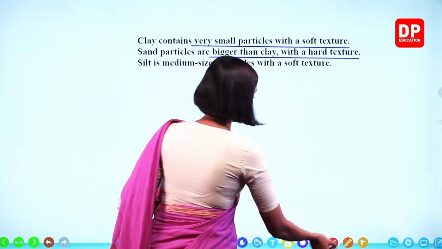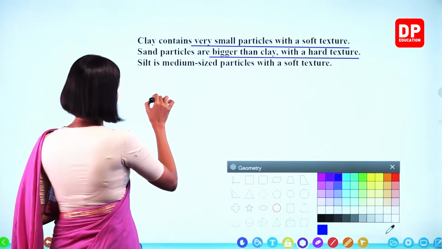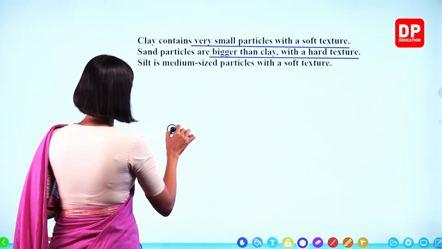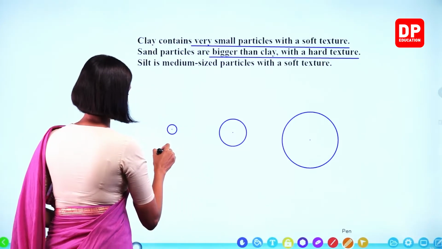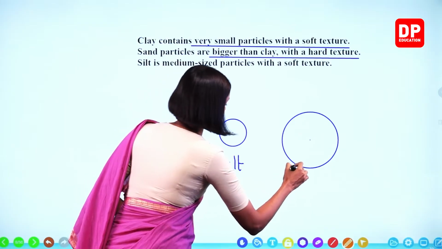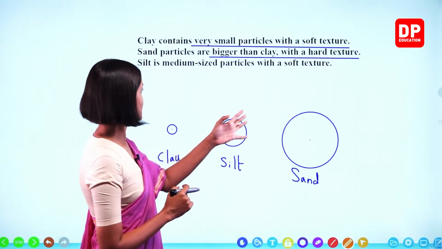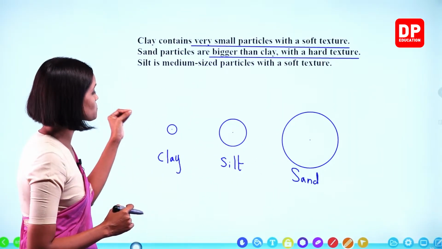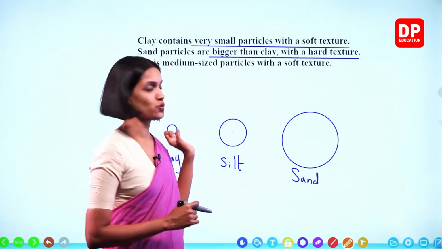Okay, so if you compare their sizes, if you take sand, silt and clay, clay is the smallest, then silt, and then sand. We can consider these clay particles, silt particles, sand particles. Okay, sand particles are the biggest particles, clay particles are the smallest particles. Okay, silt is intermediate size, like in between.